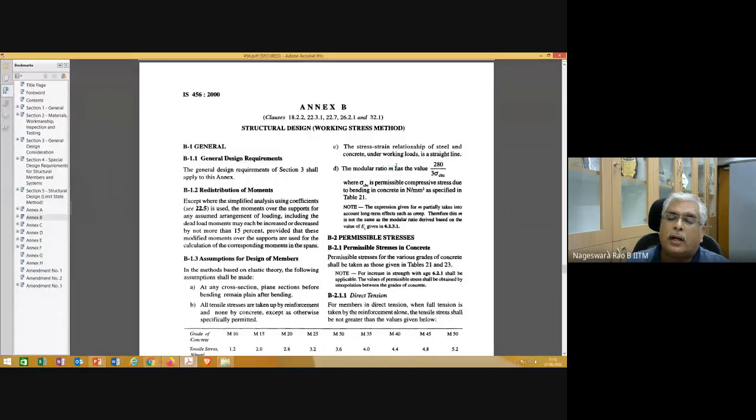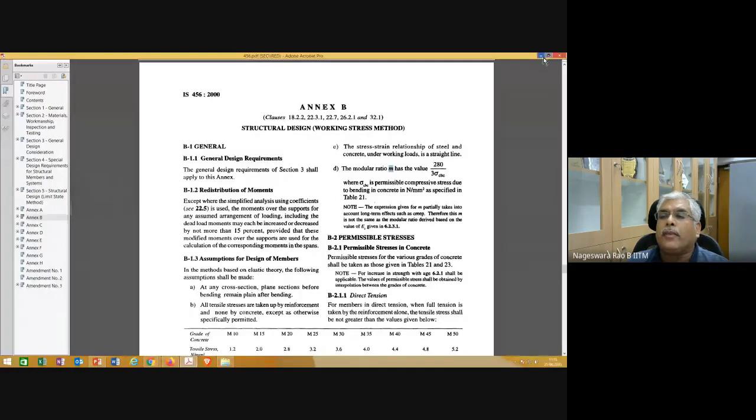You have a notebook and pen with you whenever this class is there. M here, whatever is given in Annexure B, is the ratio of modulus of elasticity of steel to concrete, not the ratio of modulus of elasticity of concrete to steel. Not EC over ES. It is ES over EC. That you have to keep in mind.